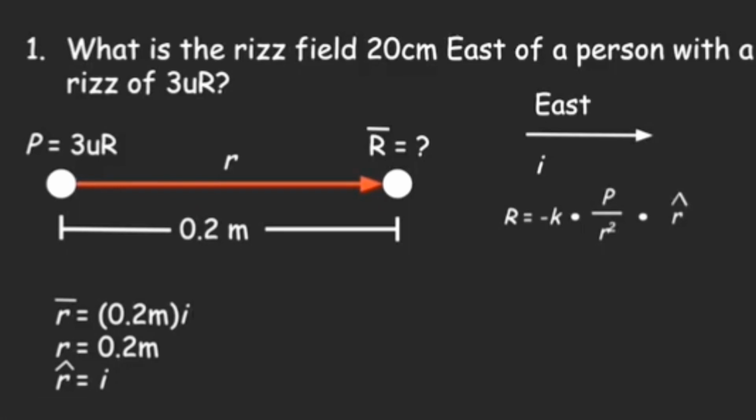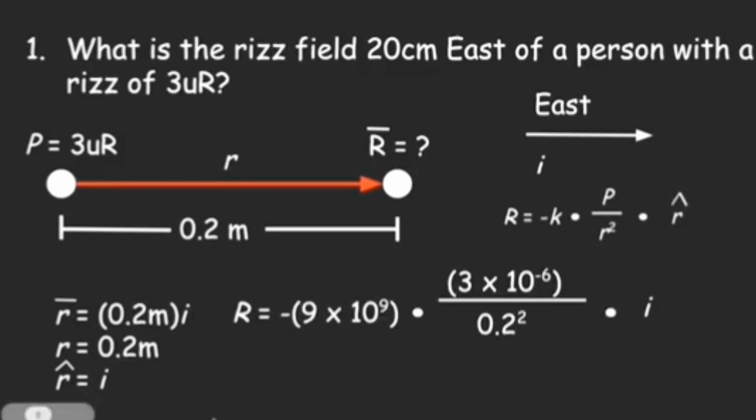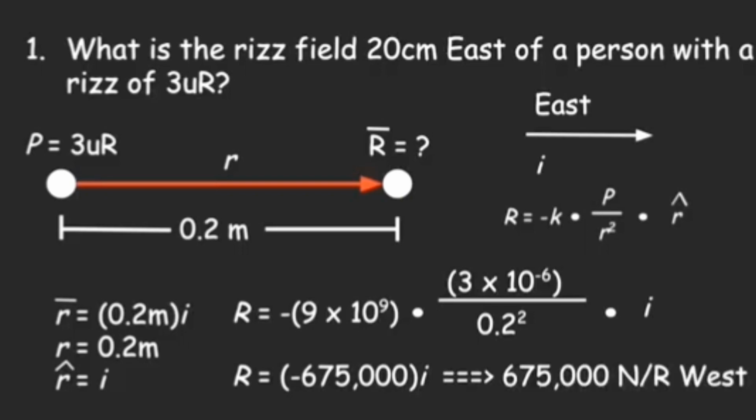We have all the variables we need for our equation, so let's just start plugging in stuff. K is just 9 times 10 to the 9. For P, let's convert our 3 micro Rizloms to Rizloms, so we get this. Little r is just the magnitude of vector r, so 0.2. And just multiply that by i. And we get negative 675,000 i, which equates to 675,000 newtons per Rizlom to the west.